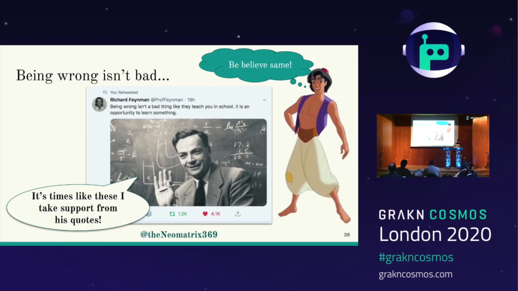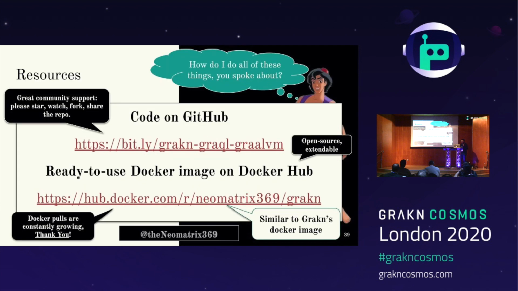Well, then we also have this, that being wrong is not a bad thing, right? We learn in school that being wrong is a bad thing. So if we got our performance numbers wrong, if we got our critical thinking wrong, if we got our judgments wrong, then we can backtrack and see where did they go wrong, what went wrong, right? I use Feynman's quotes a lot to support my thinking.